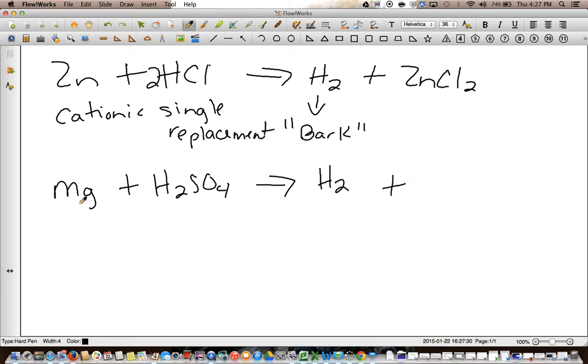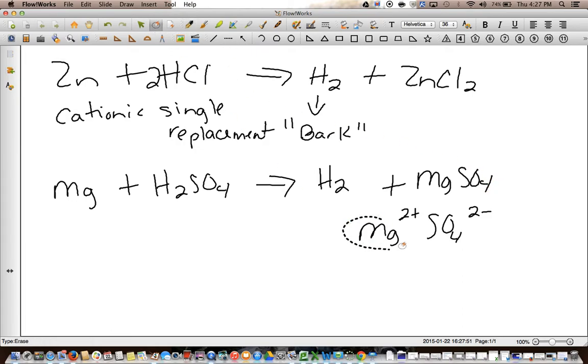So we take a look. That means magnesium replaced hydrogen to get him alone. This is a single displacement. It happens to be cationic. So magnesium is a 2 positive. Sulfate's a 2 negative. Once again, just coming from your periodic table. Comes together as MgSO4.